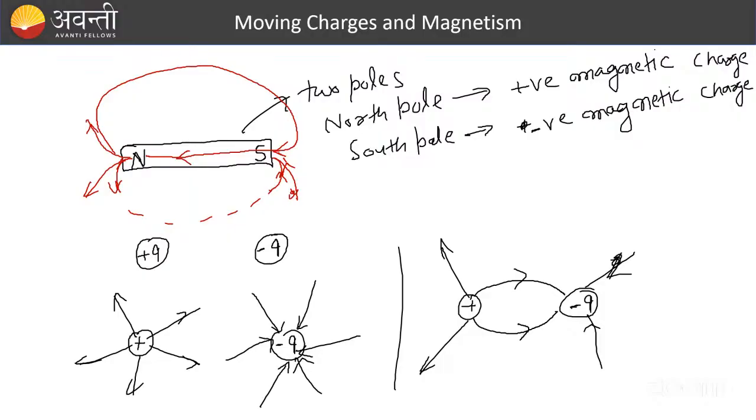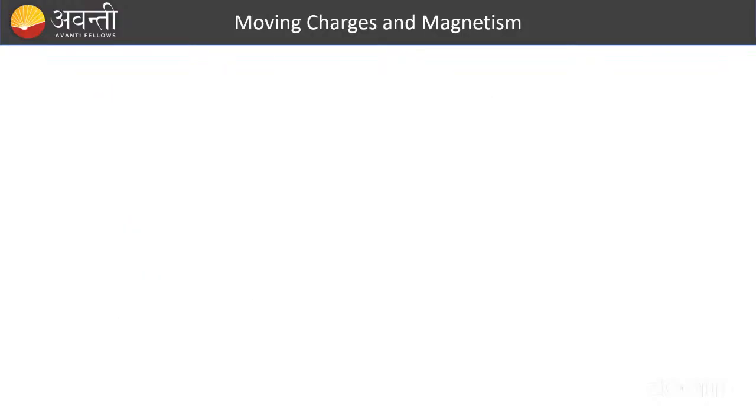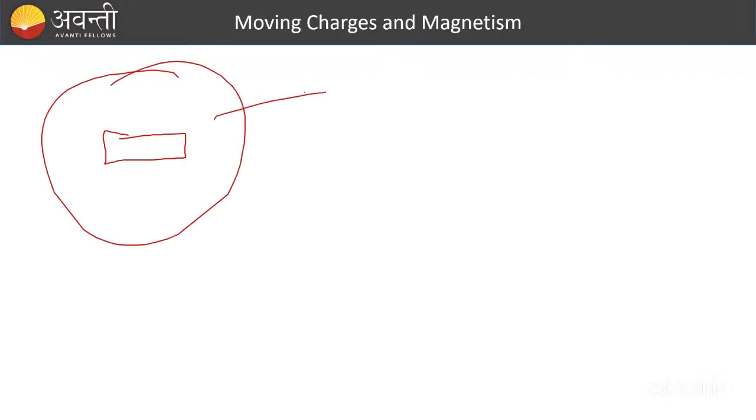But just now I just wanted to make you familiar with the term magnet, the term magnetic field. Whenever you have a magnet in the surrounding, there will be a magnetic field in this region. But our topic as of now is the magnetic effect of electric current.